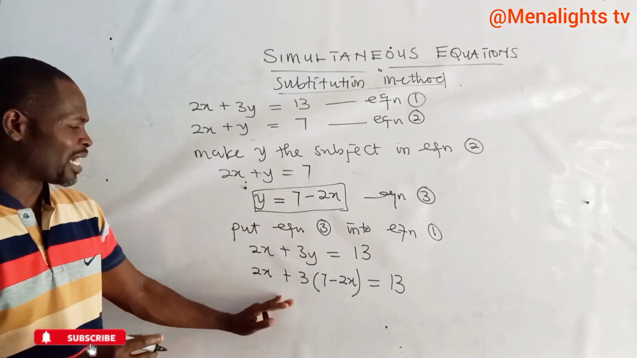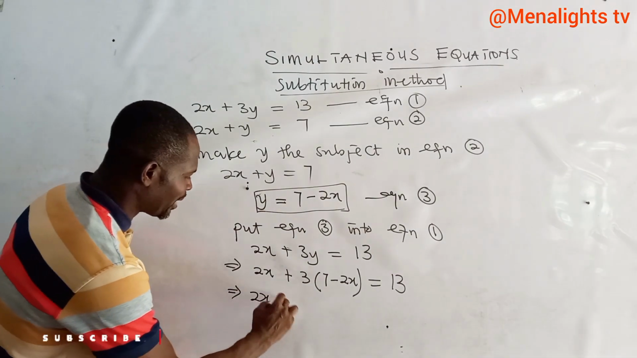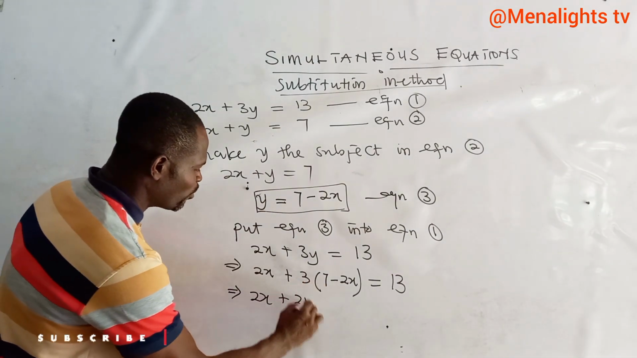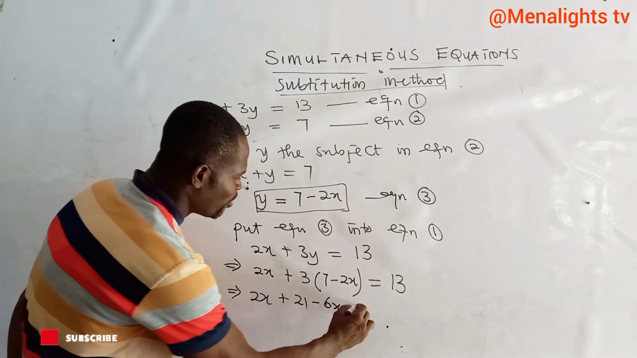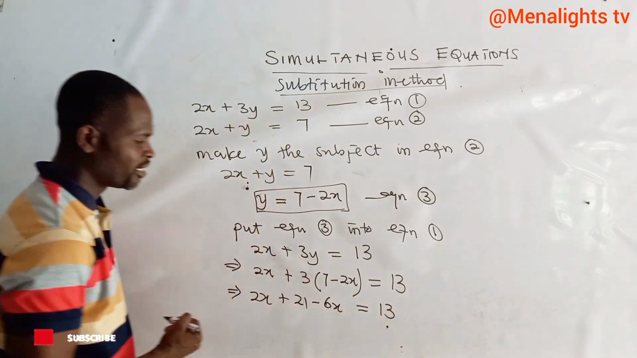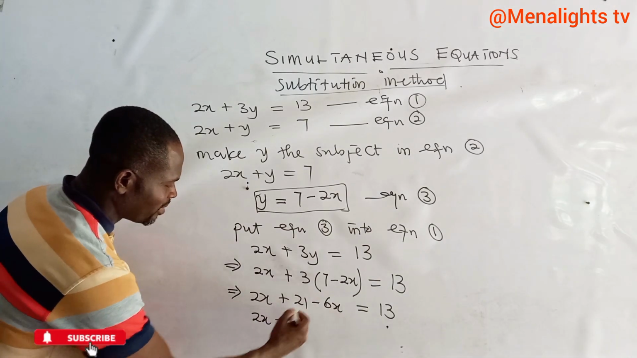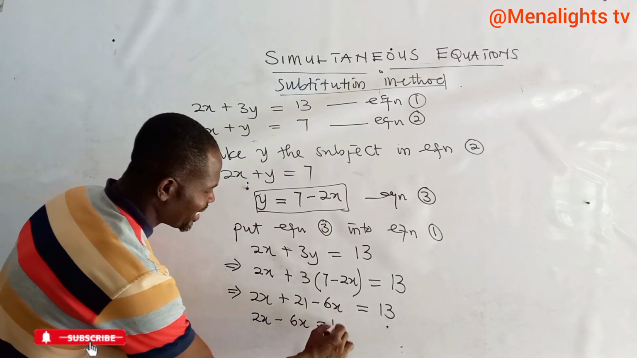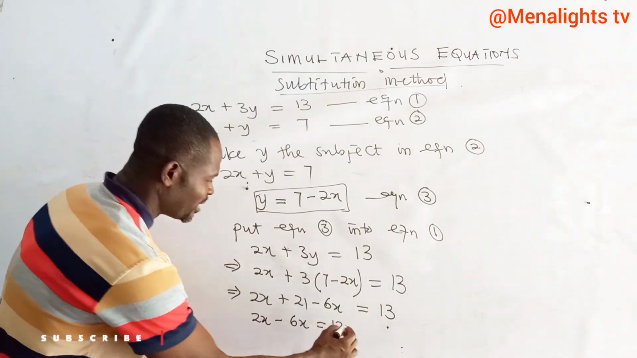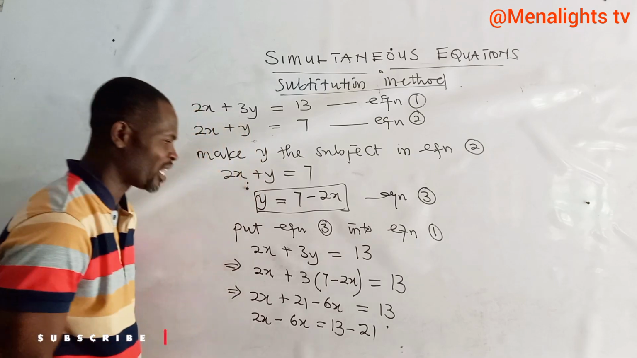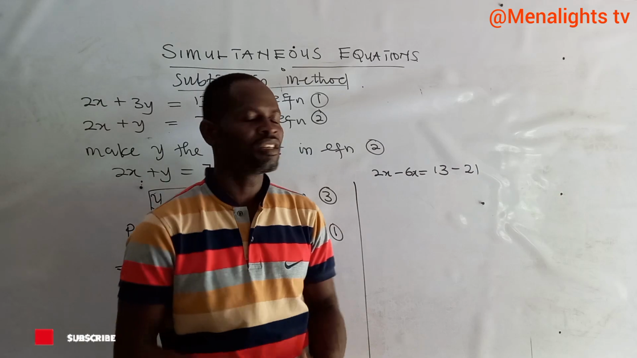So now that we have this, we have to what? Expand this bracket. So let's do x plus 3 times 7 will give us 21. Then 3 times negative 2x will give us negative 6x, which is equal to 13. So here we can have 2x minus 6x, which is equal to 13. And the 21 has to go to where the 13 is. So it becomes 13 minus 21. So we have 2x minus 6x, which is equal to 13 minus 21.